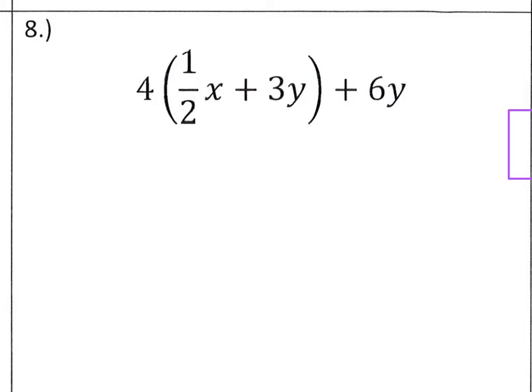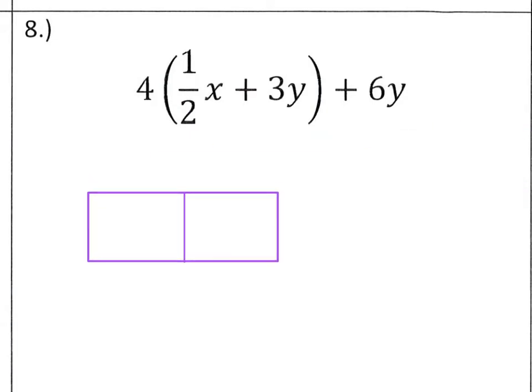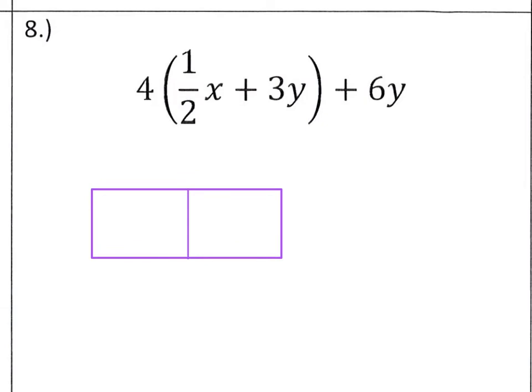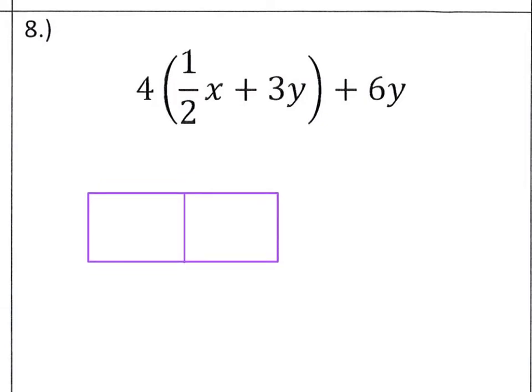Okay, for number 8 here, I see I have a 4 being multiplied by 1/2 x plus 3y. So again, I see that this is one term multiplied by two terms, so I need to bring over my area model. I do have a fraction here, but I'm not going to worry about it. I'm just going to use my calculator to handle that fraction. So I have a 4 on the side, and then I have the 1/2 x plus 3y on the top.